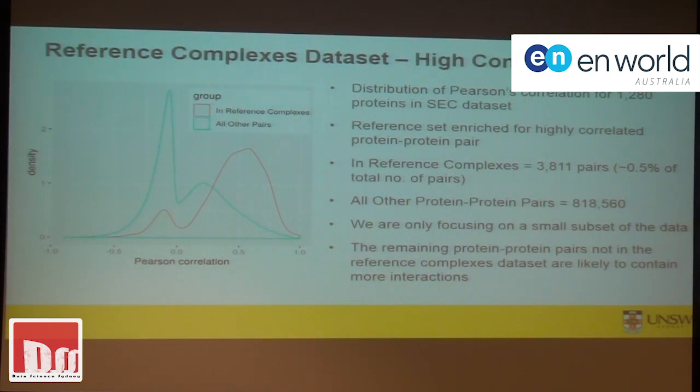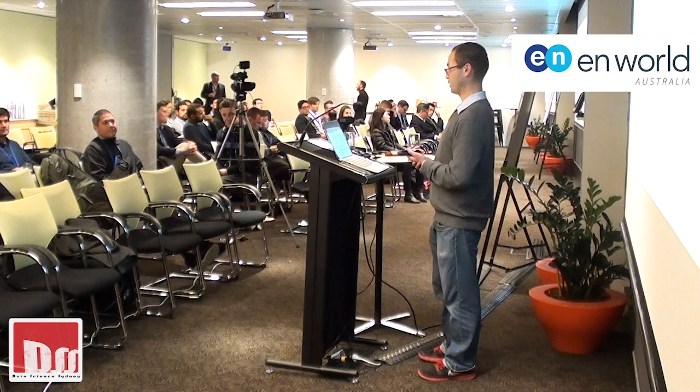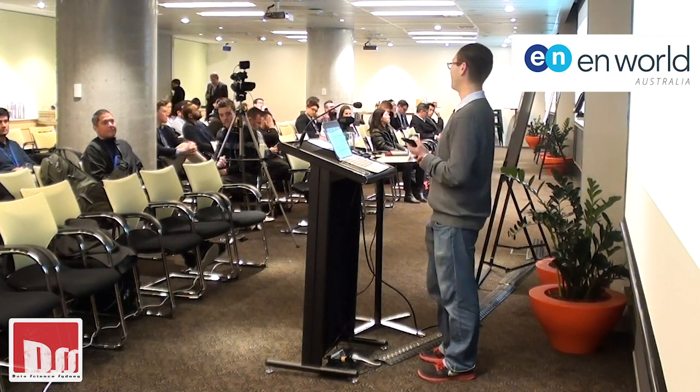But if you look at the actual number of pairs, those in reference complexes are relatively few. They only cover 0.5% of the total number of pairs. So in our benchmarking data, we're really only looking at a small subset of our data, and the remaining protein-protein pairs that are not in the reference protein complexes are likely to contain more interactions.